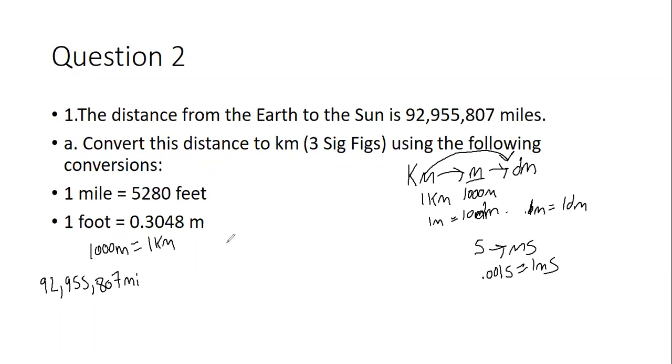So using the conversion here, let's just look at the logic. I start in miles, and from miles, I can go to feet. Then from feet, I can go to meters. And then from meters, I can go to kilometers. So that's the logical progression: miles to feet to meters to kilometers.